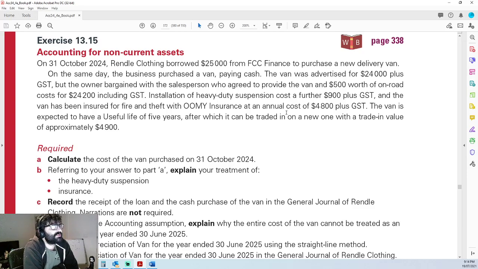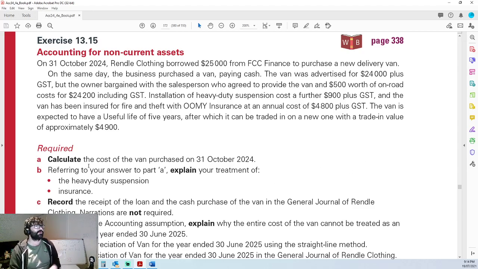Installation of heavy-duty suspension, that cost a further $900 plus GST, and the van had been insured for fire and theft with insurance at an annual cost of $4,800 plus GST. The van expected to have a useful life of 5 years, after which it can be traded in on a new one with a trade-in value of approximately $4,900. So, just so you know, while you're doing your work, I'll actually be working off the book on the side. So that's how I'll just have two screens there.